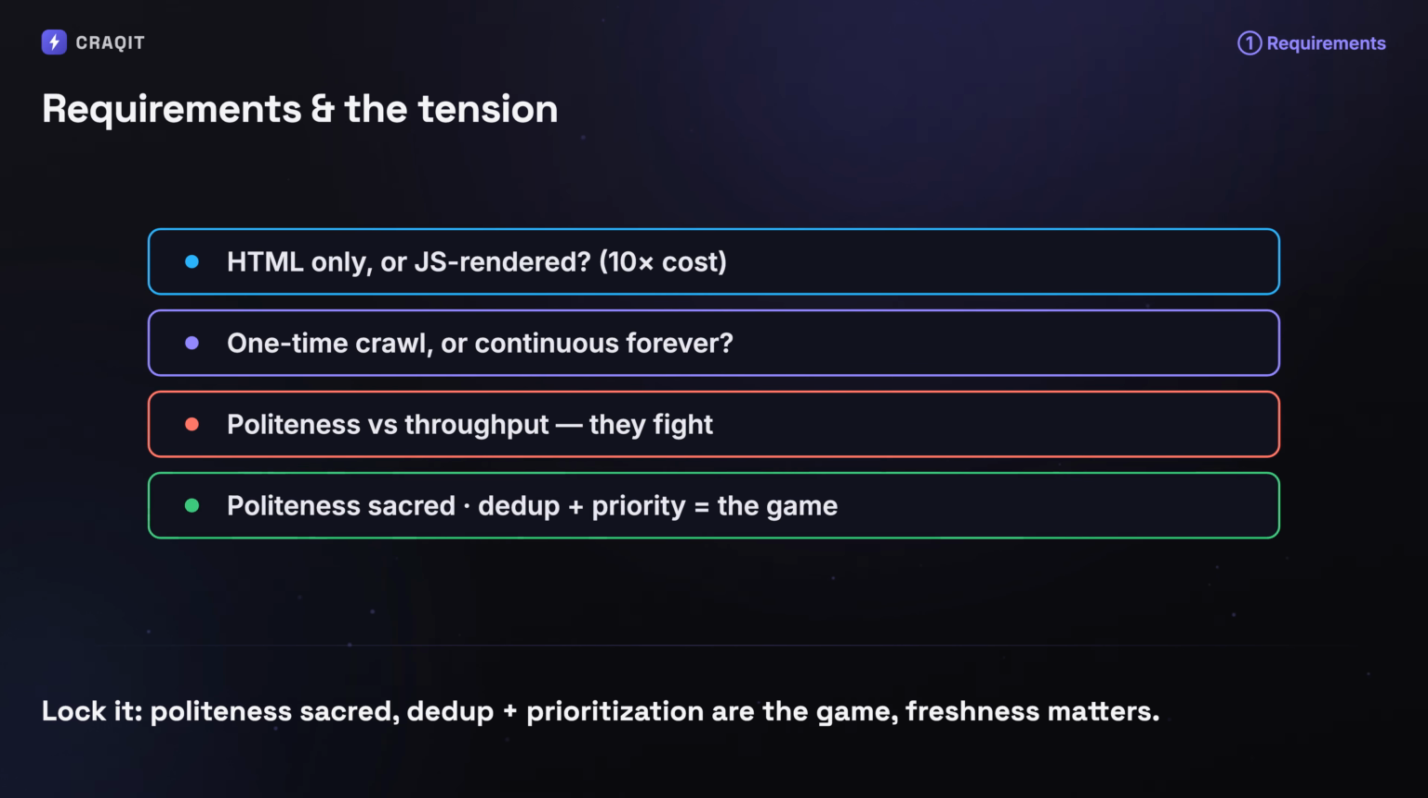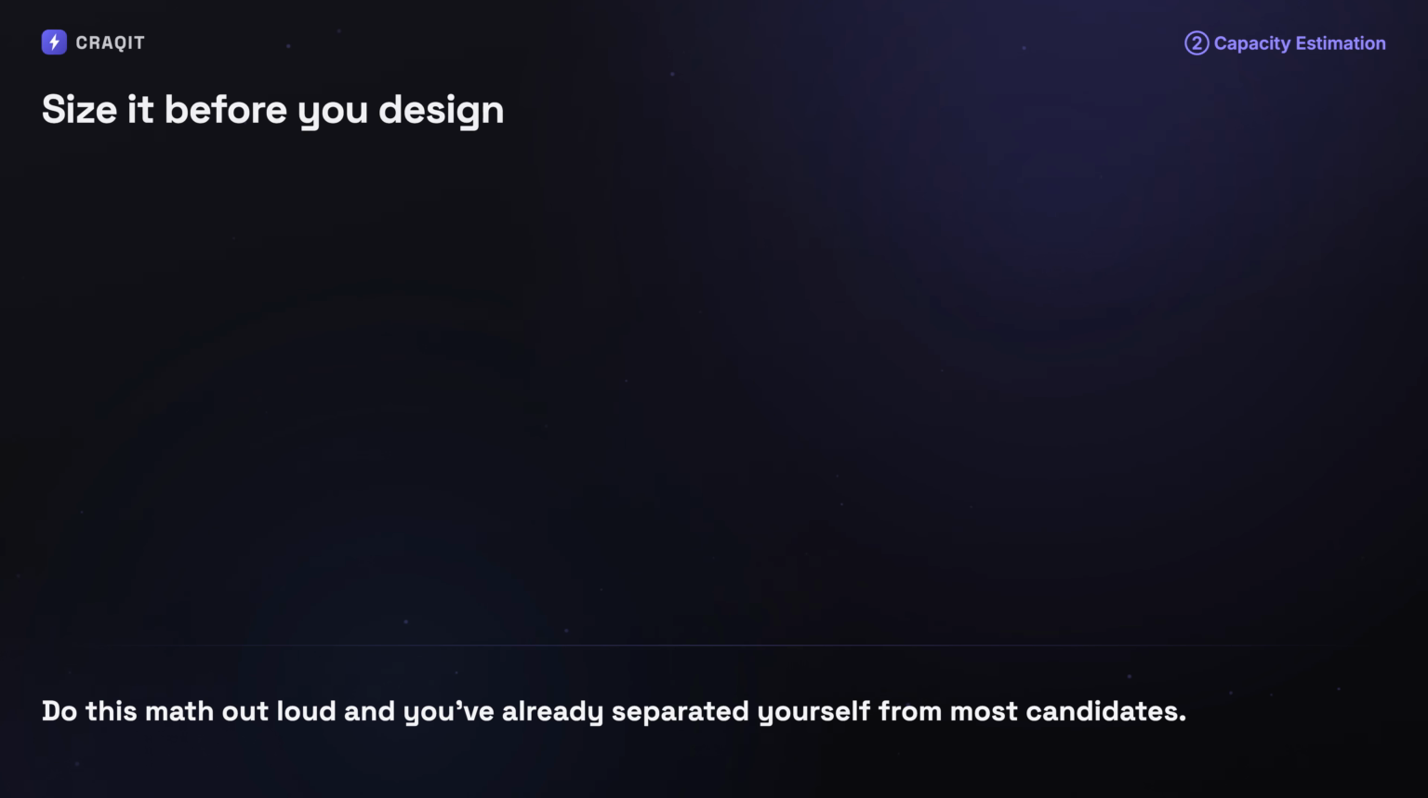Lock the requirements. Politeness is sacred. Dedup and prioritization are the game. Freshness matters, and it all runs across a fleet. Let's size it before we design. Do this math out loud, and you've already separated yourself from most candidates.